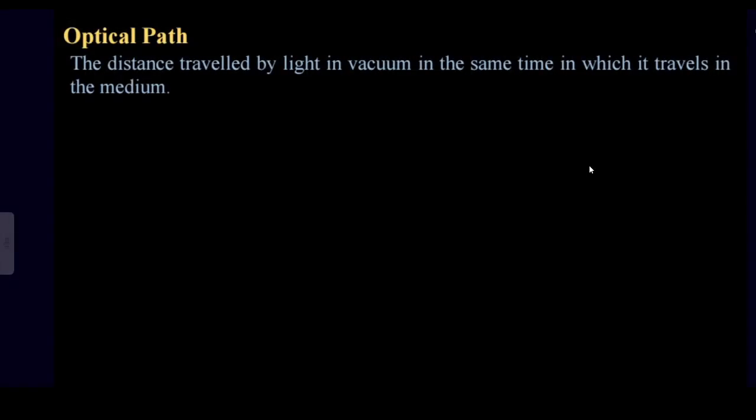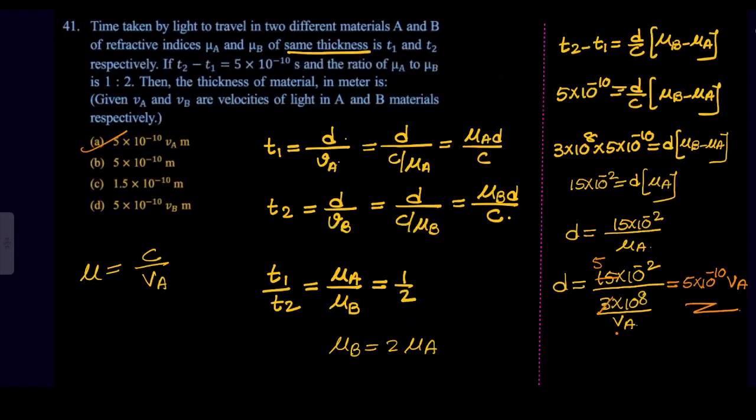Optical path. Next topic. And what this optical path means, we have considered one light ray. Tell me now, where is the speed of light more, in a medium or in air? Air. In air the speed of light is more, isn't it?